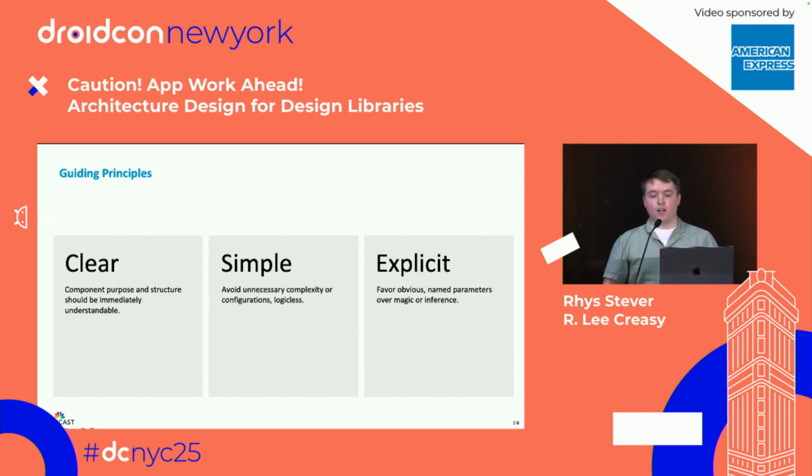On top of those requirements, we stick to these three guiding principles when designing new APIs. First, we want them to be clear. Components should have a clear purpose and structure. These customized APIs should resemble the native components that they are building on top of. They should also be simple.